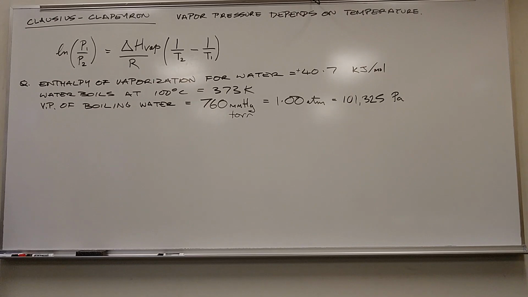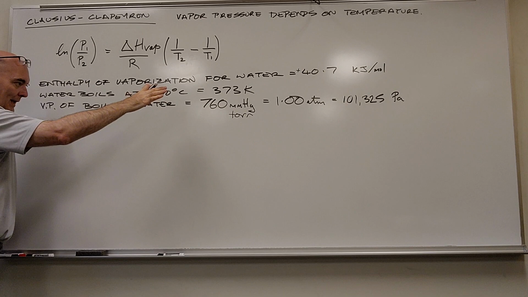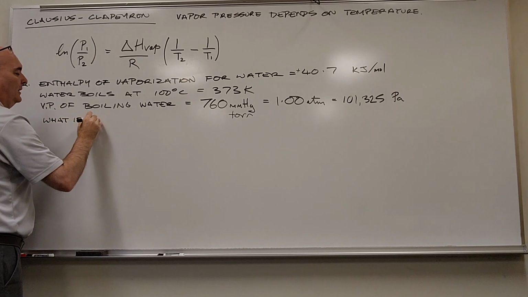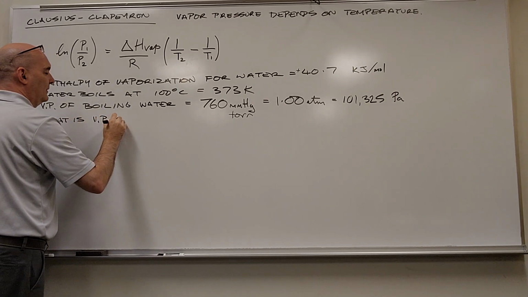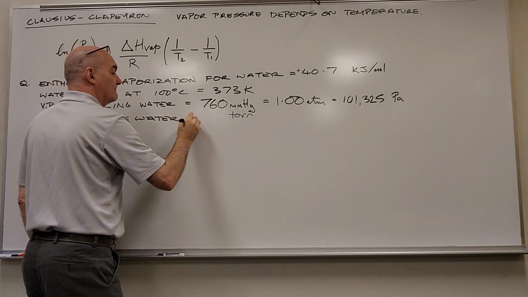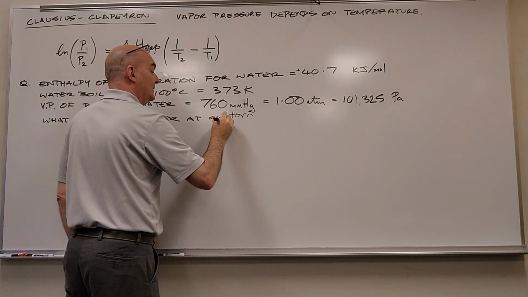It's going to make our question easy, because the question is: if the enthalpy of vaporization for water is 40.7 kilojoules per mole, and water boils at 100 degrees Celsius, and the vapor pressure of water is 1 atmosphere when it's boiling, what is the vapor pressure of water at 90 degrees Celsius?